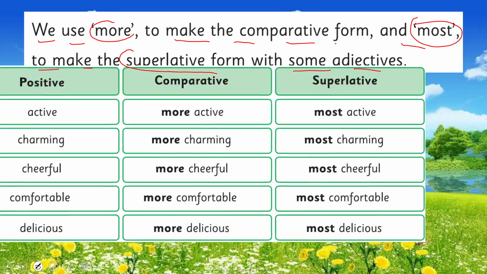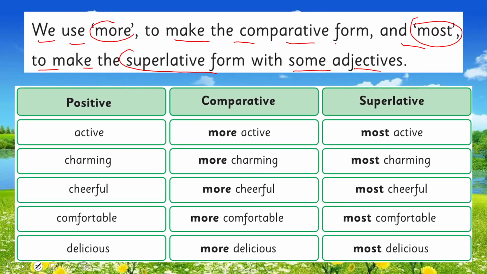Let's see examples. Active, more active, most active. Is it clear now? Keep in mind that more is used for comparison, and most is used for the superlative degree. Comparison is for two things, two people, two places. The superlative is for more than two things, three people, and so on. Okay.